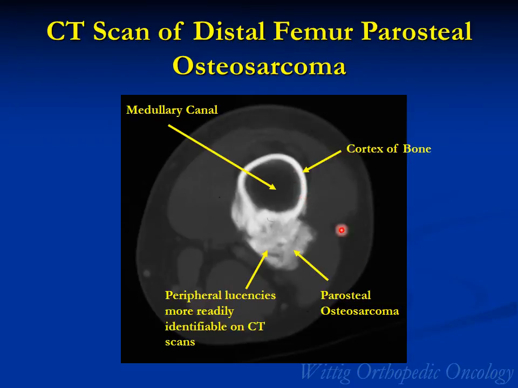Here's a CAT scan of a parosteal osteosarcoma. You can see here the cleft, the cortex here. There is perhaps some back growth of the tumor into the medullary canal, and there's some lucencies admixed with radiodensities. These lucencies are more identifiable on the CAT scan than they are on the X-ray.